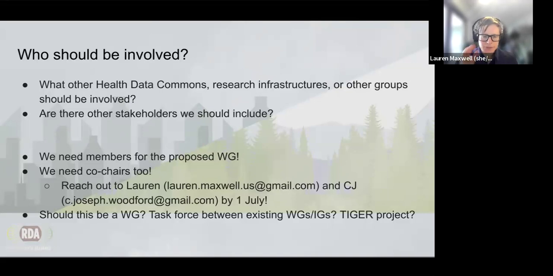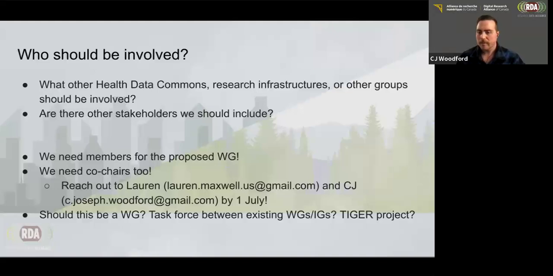And then maybe CJ, you can lead the discussion about, should this be a working group, or is it better posited as a task force or as a Tiger project? Because I think it's a really interesting decision or discussion to have when we have some other folks here. Yeah. So where we're hoping this will go now is an open discussion. Please feel free to raise hands or unmute in Zoom.